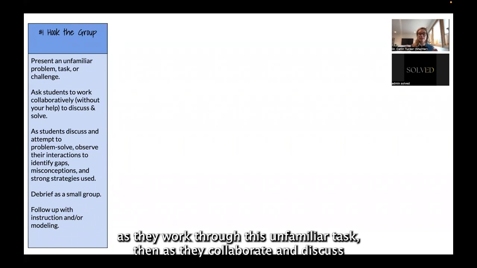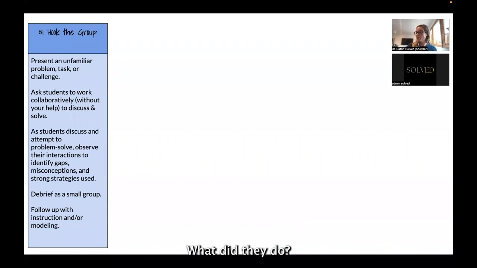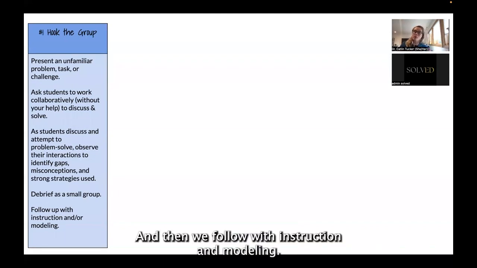Then as they collaborate and discuss, and that comes to an end, we pull them back together and we debrief. What did they do? Why did they do it? What questions do they have? And then we follow with instruction and modeling.